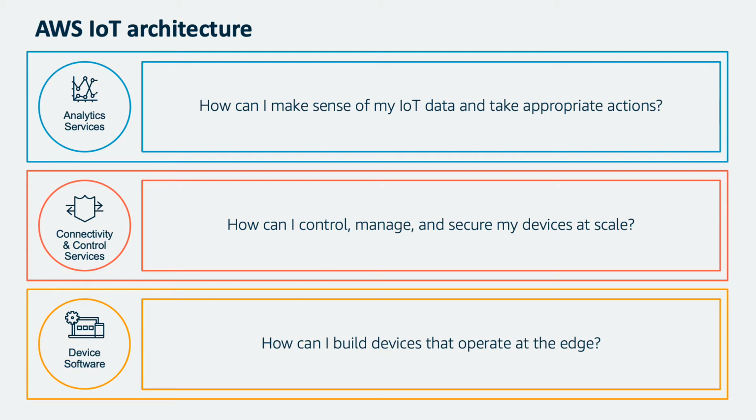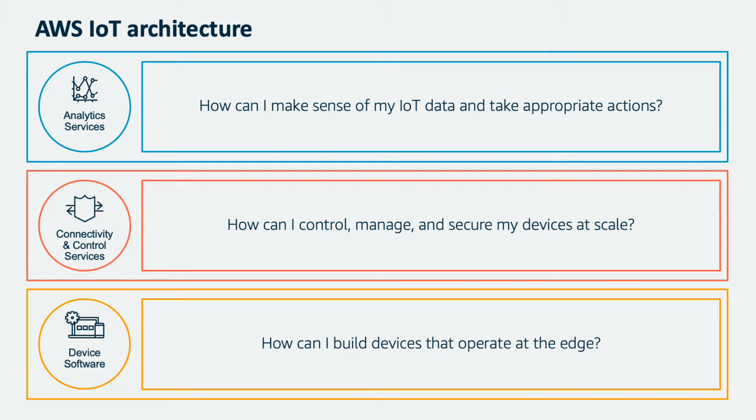For connectivity and control services, it's asking the question, how can I start to control and manage and secure my devices at scale? How do we mitigate against things like virtual attacks on these devices, or someone who wants to use brute force to gain access or entry? How do we mitigate against that? How do we manage messaging from one device or several devices over time? How do we manage firmware updates, those types of things?